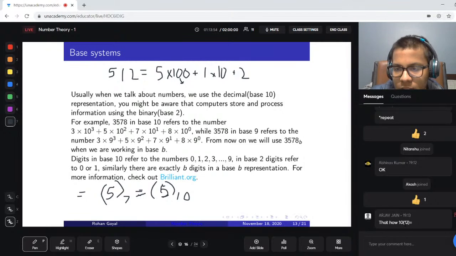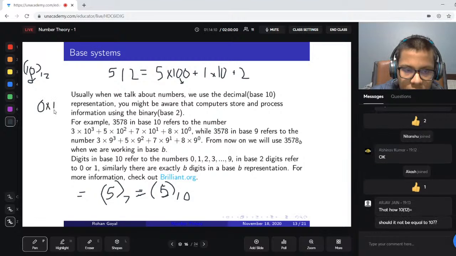Okay, you want me to explain 10 base 12. So what does 10 base 12 mean? See, the last digit is 0, so that's saying 0 into 12 to the 0. The digit here is 0, right? So 0 into 12 to the 0. Then the second digit is 1, so we write that as 1 into 12 to the 1.